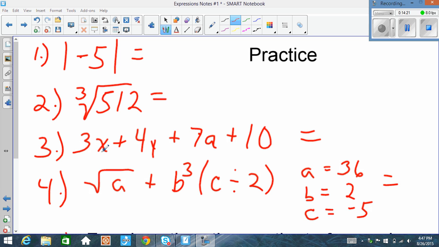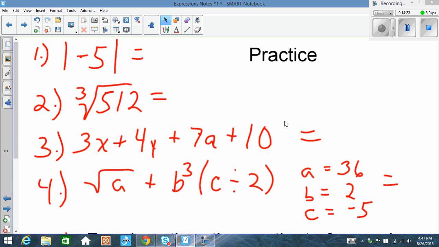In number 3, I want you to tell me what the variables are in this expression. So we have 3x plus 4y plus 7a plus 10 equals something. The something doesn't matter here. What I want you to do is tell me what the variables were in the expression of number 3.